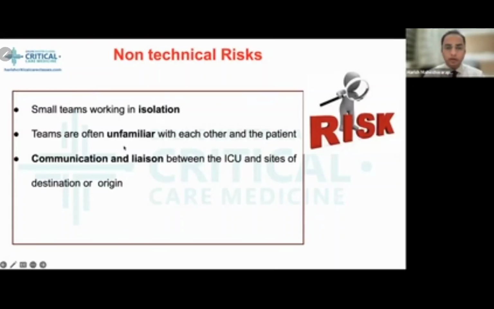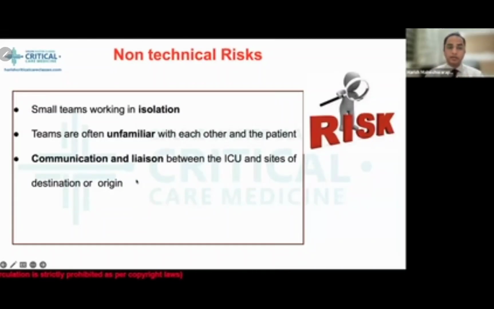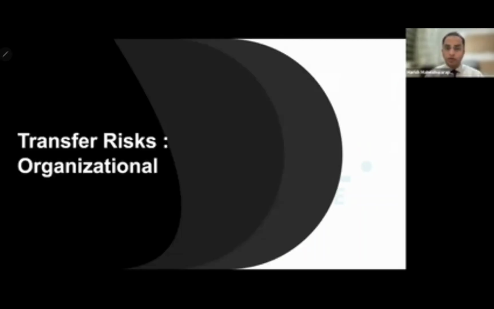Teams are often unfamiliar with each other and the patient. One team is managing the patient in the intensive care unit, and when you consider transferring, you are giving a handover to a different team. So they are entirely unfamiliar with that particular patient's dynamics in the ICU. Communication and liaison between the ICU and the sites of destination or origin is very, very important. We should give proper communication, in an appropriate way, of the entire picture about the patient. Otherwise it may increase the risk involved with the transfer.